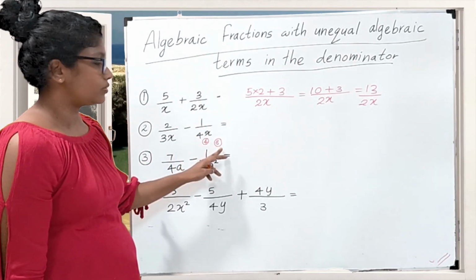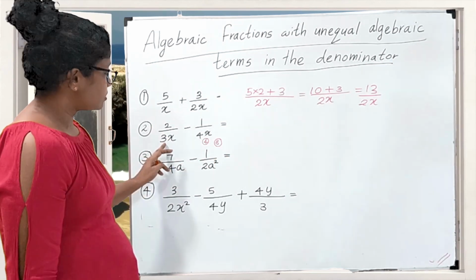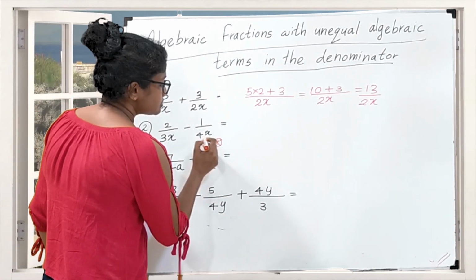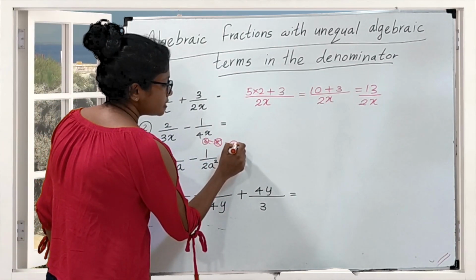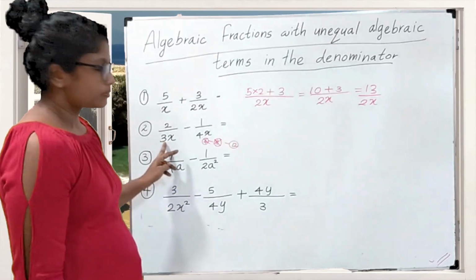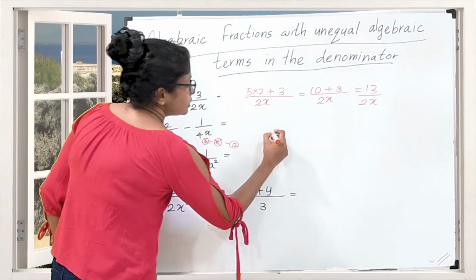So we go to 8. 8 also can't work. Why? It is not divisible by 3. Then we get the next multiple. That's 12. 12 can be divided by 3 and also by 4. So it becomes 12x.